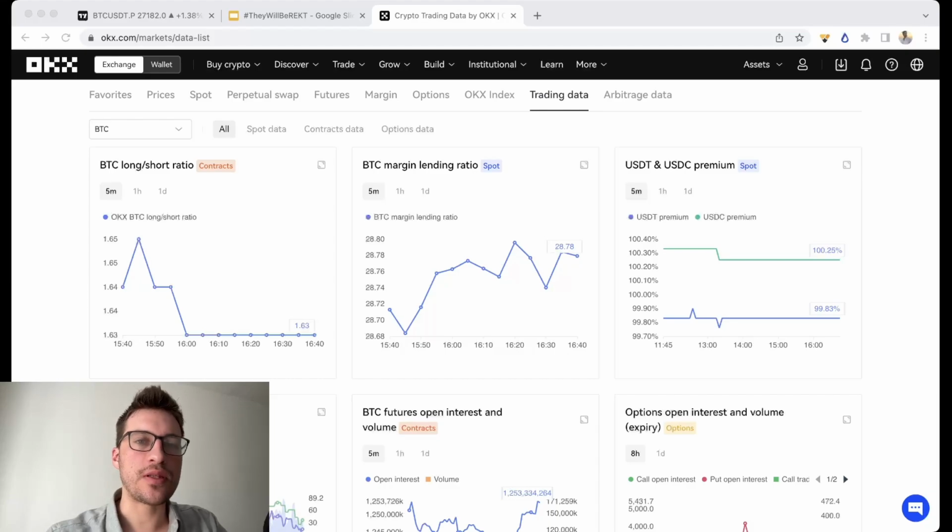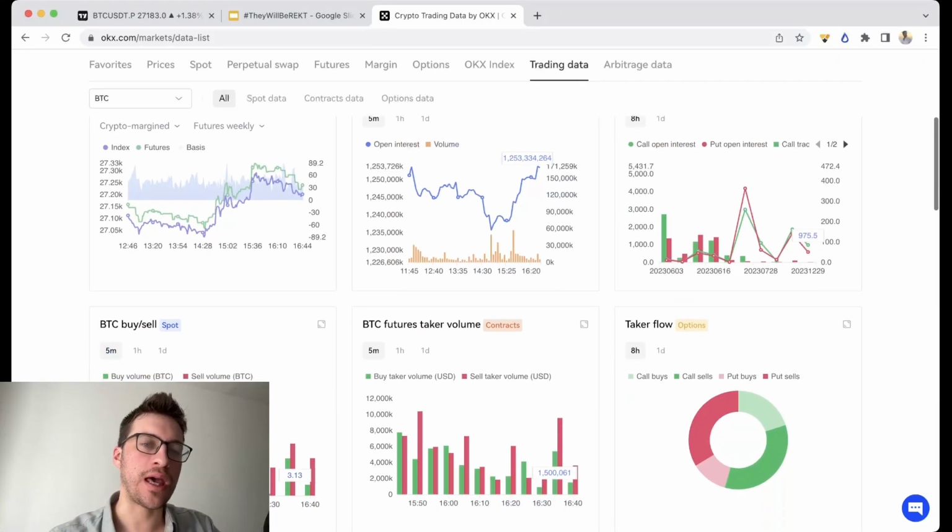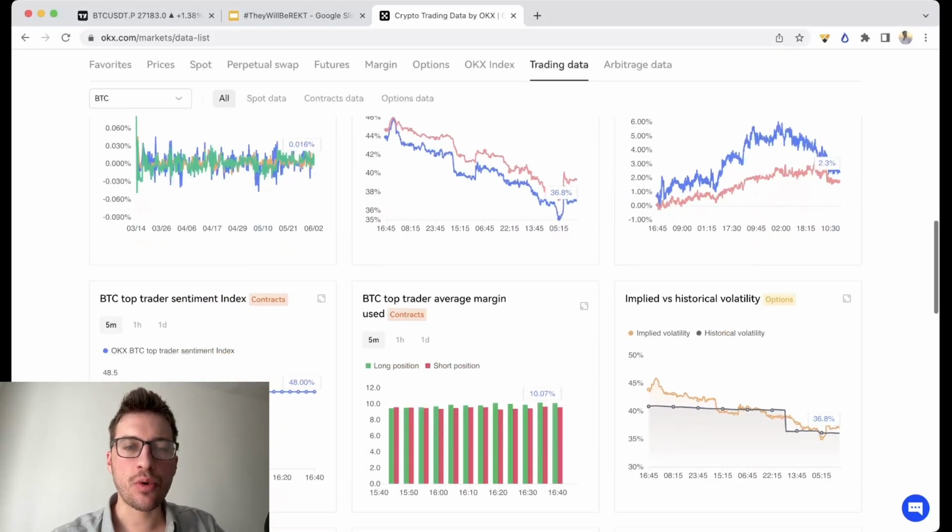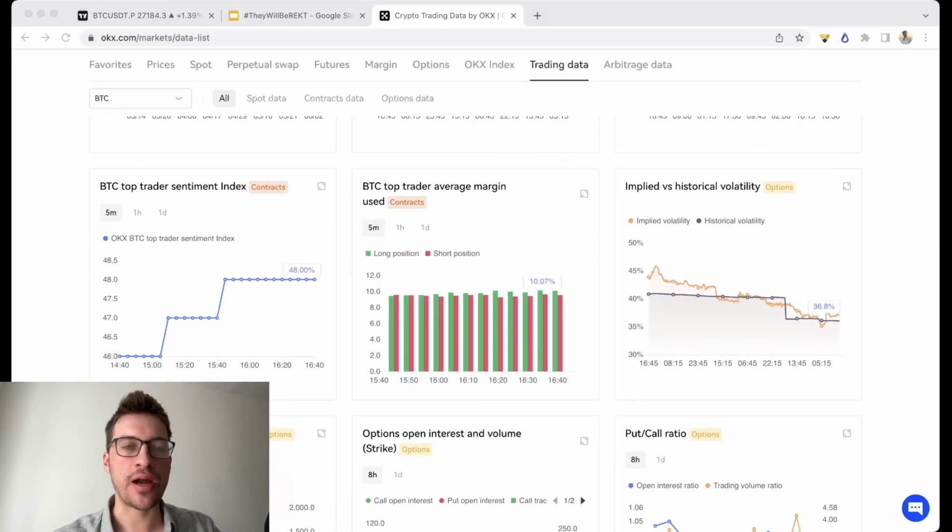Okay, so today we're going to be talking about an indicator that I have talked about before, but I feel like I didn't fully appreciate or fully understand it. That is this indicator right here from OKX. So what we're going to be looking at is the BTC top trader average margin used. This is the top traders on OKX by volume.